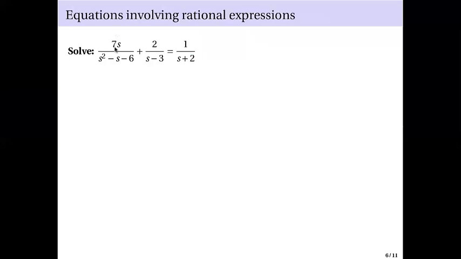So you now have here 7s over s squared minus s minus 6 plus 2 over s minus 3 equals 1 over s plus 2. So what are the conditions? So first, s squared minus s minus 6. Try to do the factoring. This is simply s minus 3 times s plus 2.